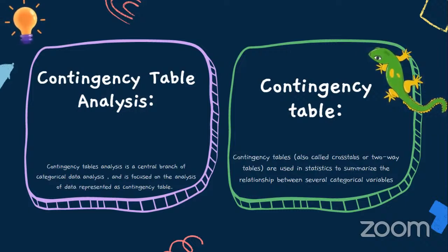This sort of analysis includes hypothesis testing, as well as estimation of model parameters. For example, applying the log-linear regression method to fit log-linear models to the data. Contingency table analysis is widely used in marketing research, in biomedical research, including drug trials, as well as in the social sciences. Contingency tables, also called cross-tabs or two-way tables, are used in statistics to summarize the relationship between several categorical variables. The contingency table is a special type of frequency distribution table where two variables are shown simultaneously.